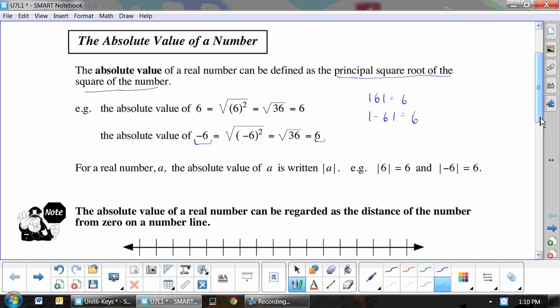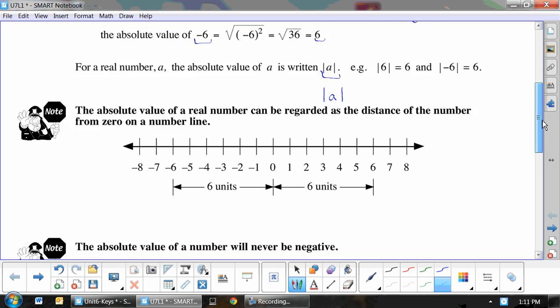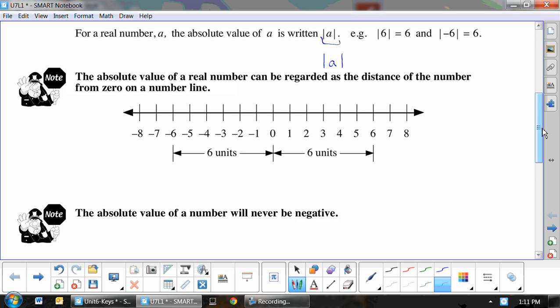The symbol of absolute values is we write it like this with 2 lines. I usually make them quite long. No, square brackets mean something else. No, it's got to be these. This is how it's represented. We have to represent them this way, okay?